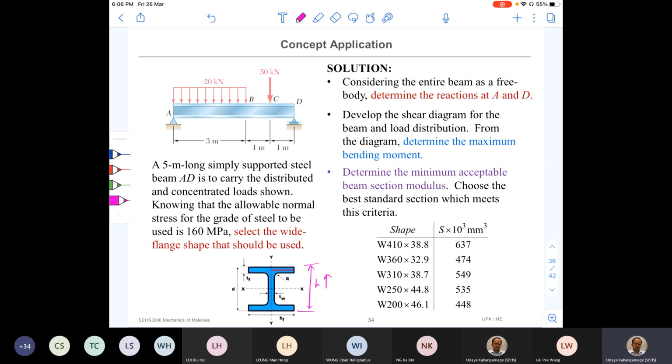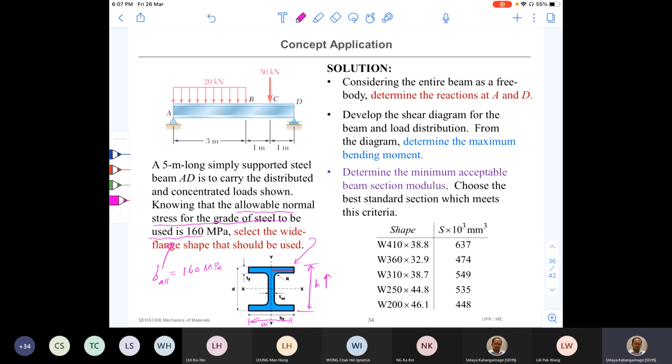We'll read this question. A 5-meter long simply supported steel beam AD is to carry the distributed and concentrated loads shown, 20 kilonewton and 50 kilonewton. Knowing that the allowable normal stress for the grade of steel to be used is 160, so the allowable stress is already given here. Sigma allowable for steel is 160 megapascal. Select the wide flange shape that should be used. This is the wide flange shape. This is the flange, and it is wide, that is why it's called wide flange.